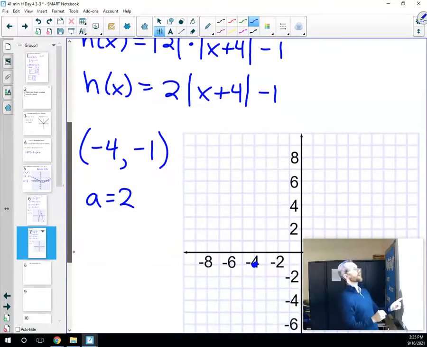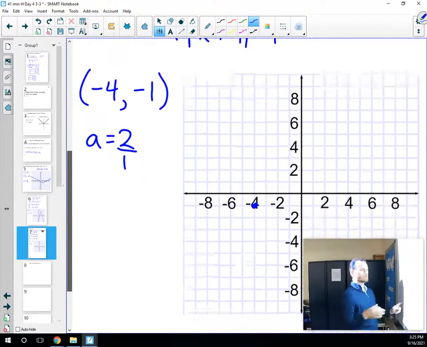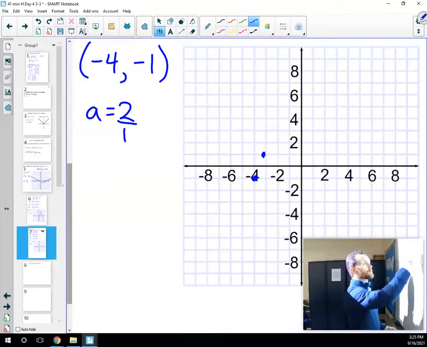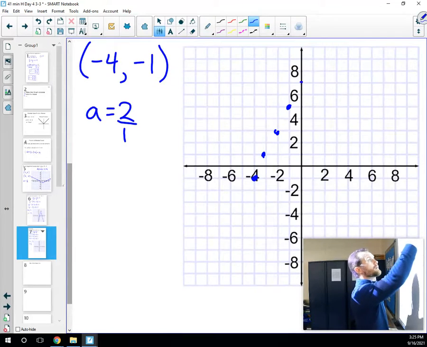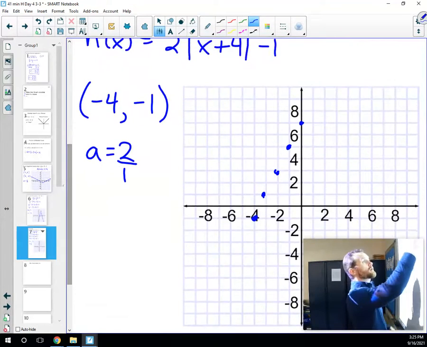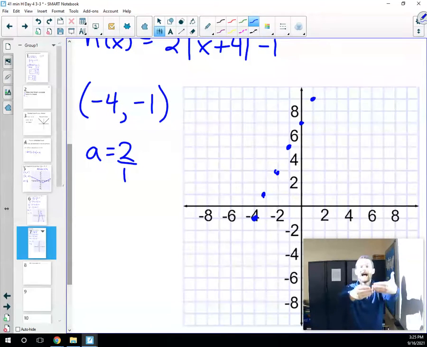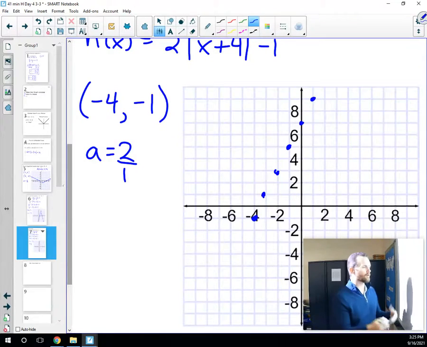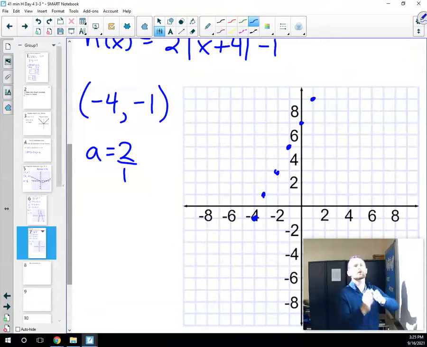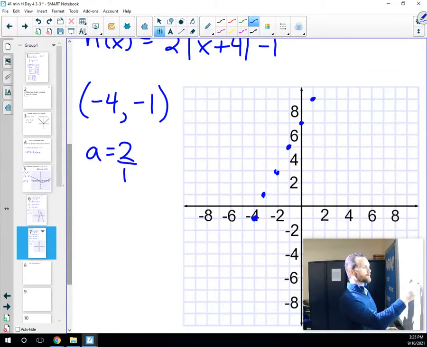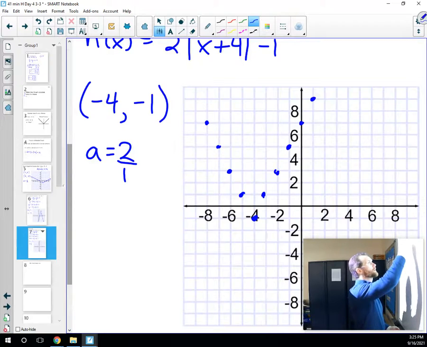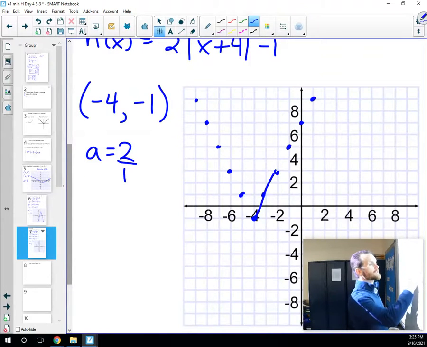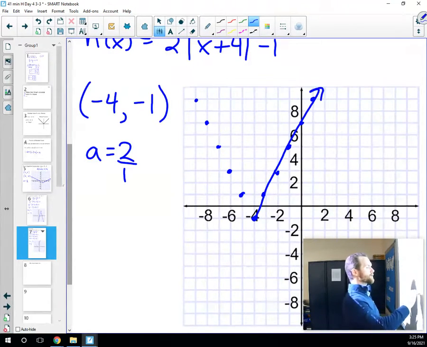That means I'm going to go up 2 and over 1 on the right. So up 2 over 1, up 2 over 1, up 2 over 1. Down too much, up 2 over 1. There we go. And going in the opposite direction from the vertex, we still go up, but we go to the left. Up 2, left 1, up 2, left 1. Keep going, keep going, keep going. And there we go. That is our absolute value function.